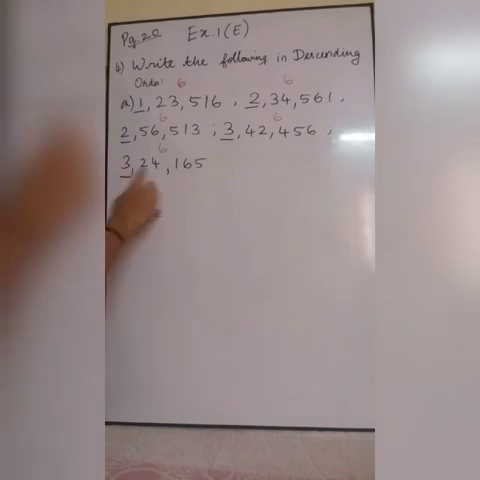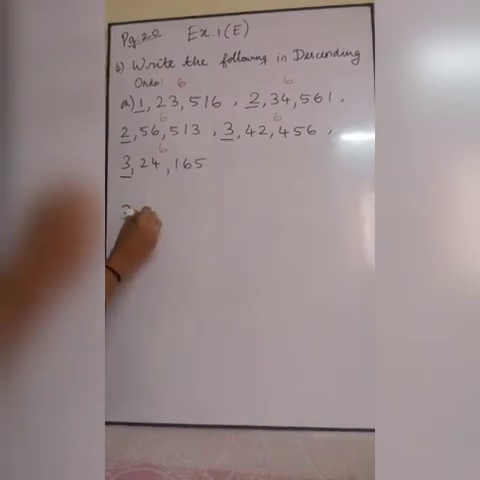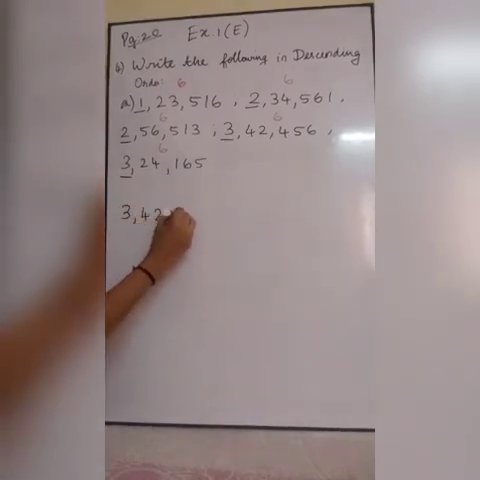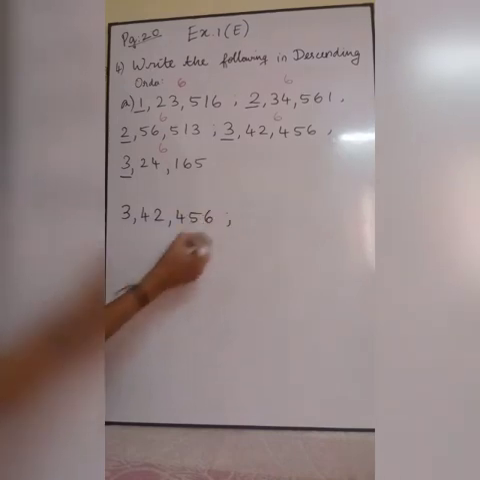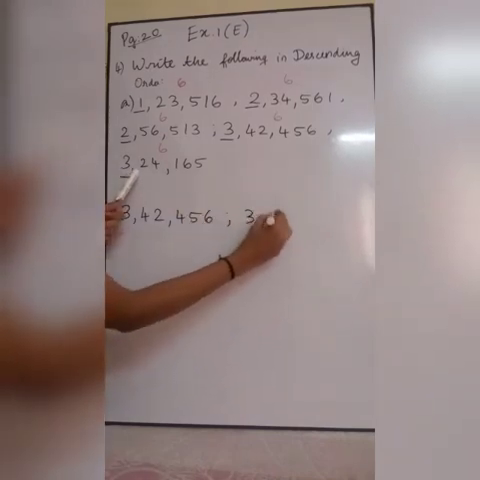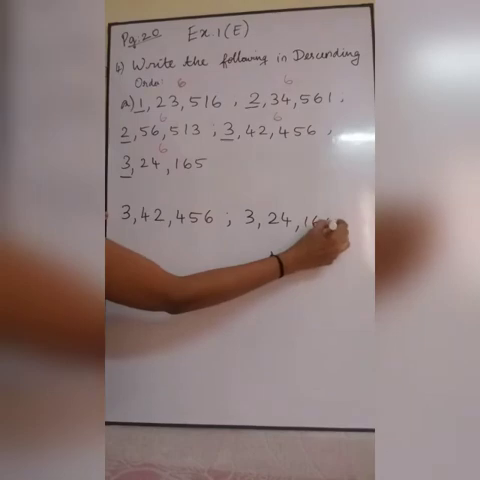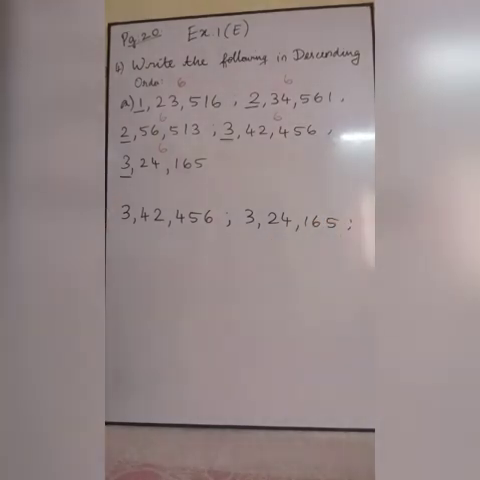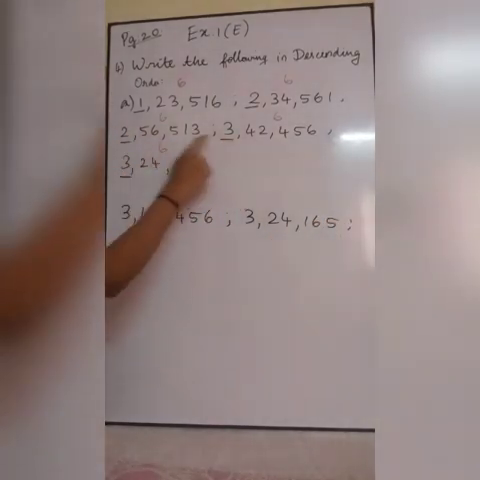3, 3, same. Next 4, 2. So which is greater? 4. So I am going to write the greatest number, which is 3,42,456. After this I am going to write 3,24,165. Understood how I have written? These two have 3 as the first digit.